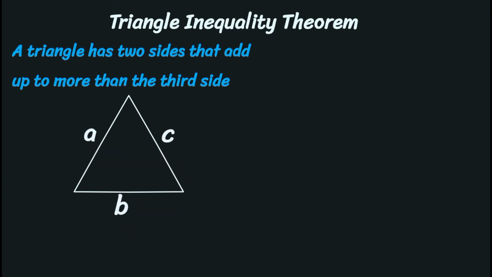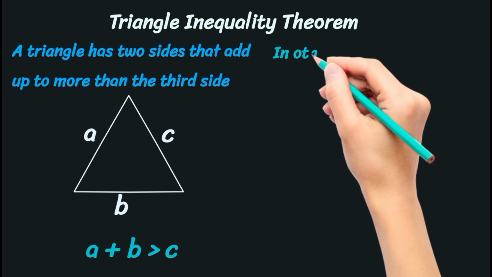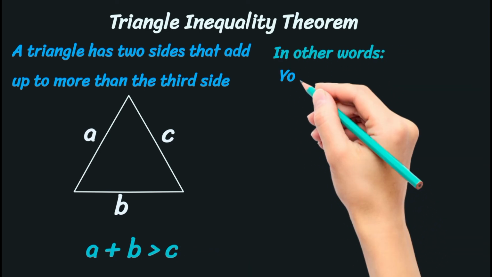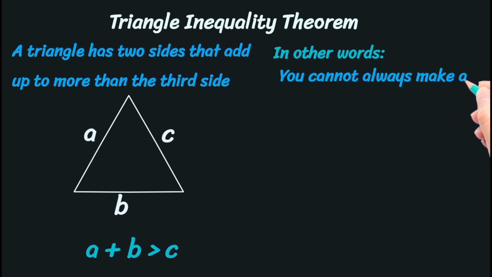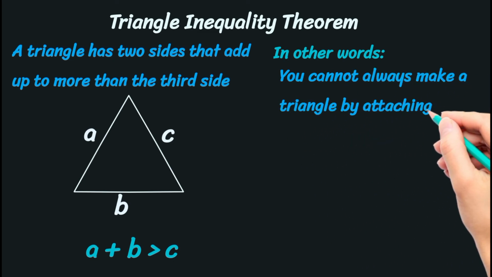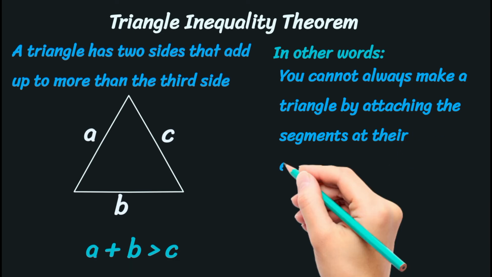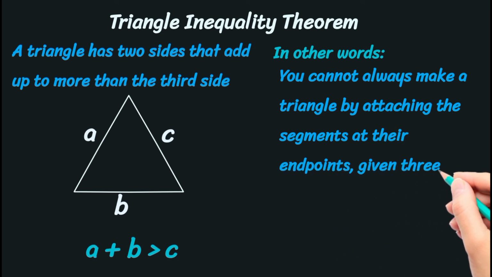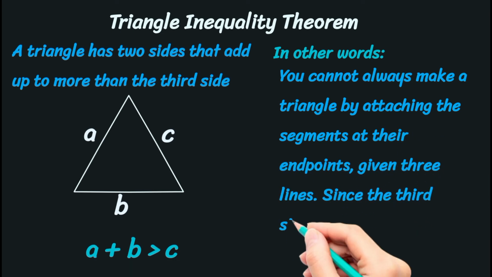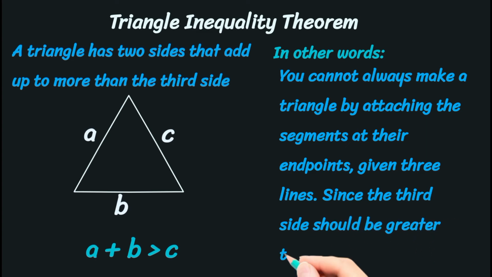We could say here that the sum of two sides is greater than C. In other words, you cannot always make a triangle by attaching the segments at their endpoints, given three lines, since the sum of two sides should be greater than the third side.